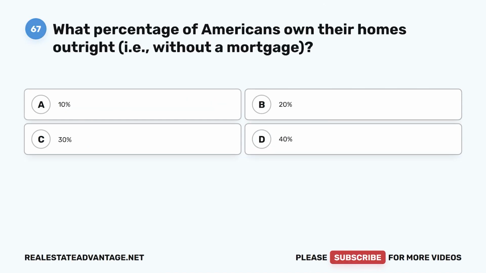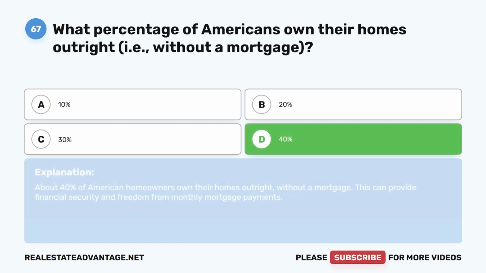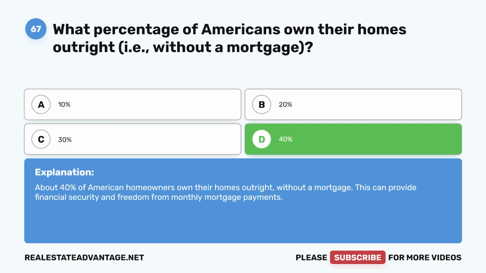Property managers play a crucial role in lease agreements, including drafting, negotiating, and enforcing lease terms on behalf of property owners. Question 67. What percentage of Americans own their homes outright, that is, without a mortgage? A. 10%, B. 20%, C. 30%, D. 40%. The correct answer is D. 40%. About 40% of American homeowners own their homes outright, without a mortgage. This can provide financial security and freedom from monthly mortgage payments.